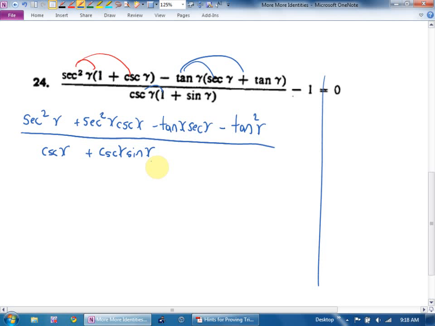Anything cancel? I was kind of hoping I'd end up with a plus secant squared and a minus secant squared, but I didn't. Oh, and the minus one. Sheesh. Well, actually, what this is saying is that this whole thing should work out to one, because one minus one is zero. So I may not need to combine fractions. I may just be able to make this work out to one.